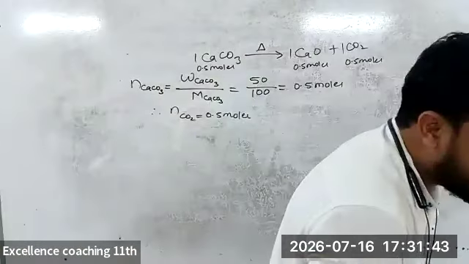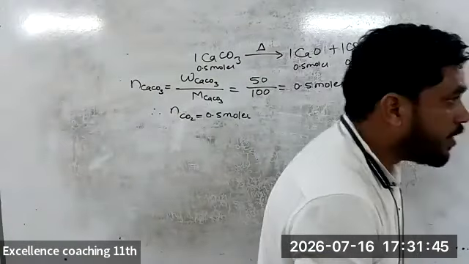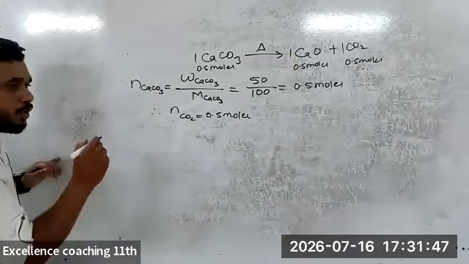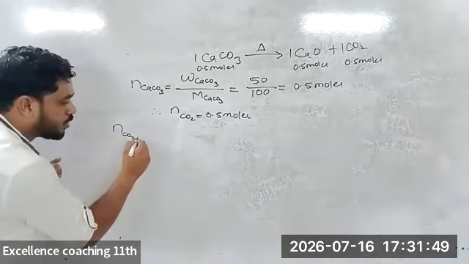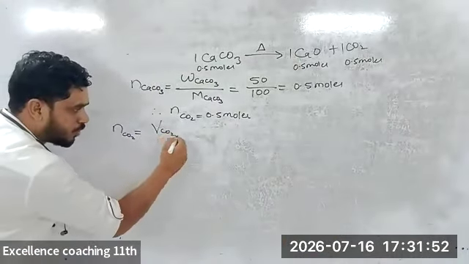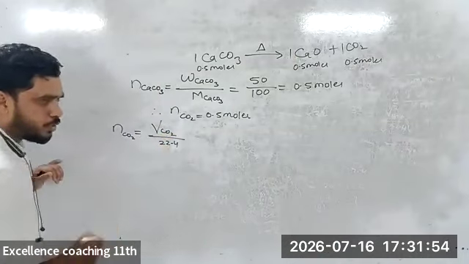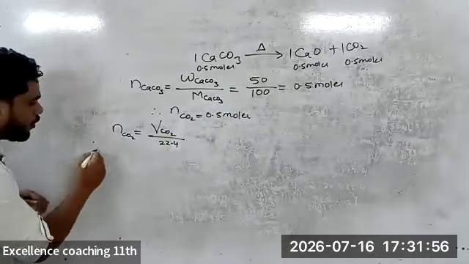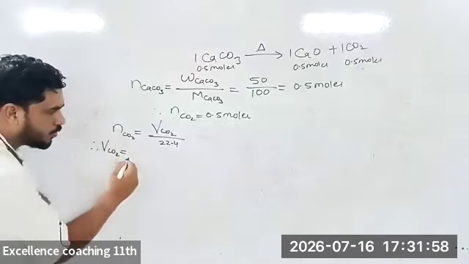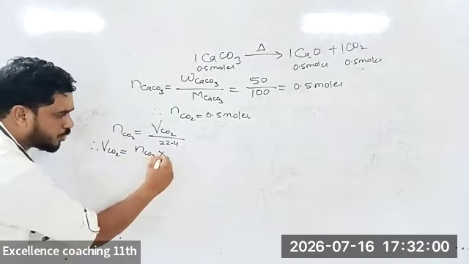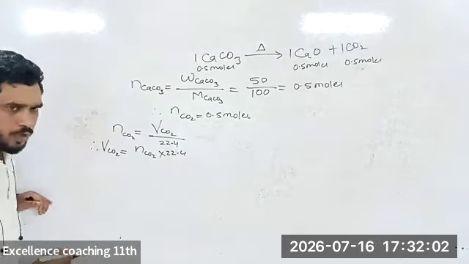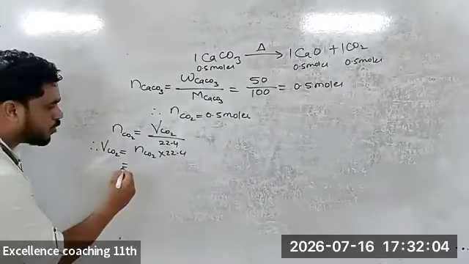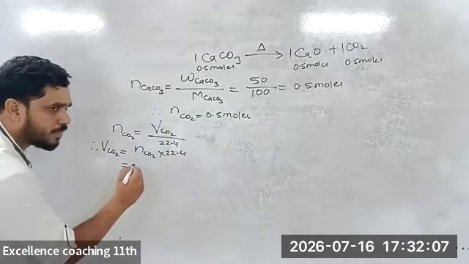So what is asked to us? Volume of CO2. What is the formula? Number of moles of CO2 is volume of CO2 upon 22.4 liters. Therefore, volume of CO2 will be equal to number of moles of CO2 into 22.4. Are you understanding this?